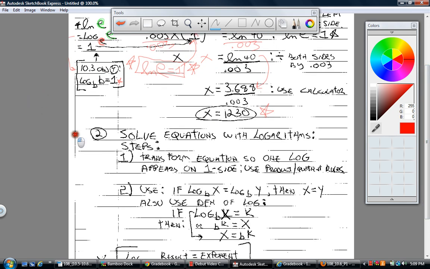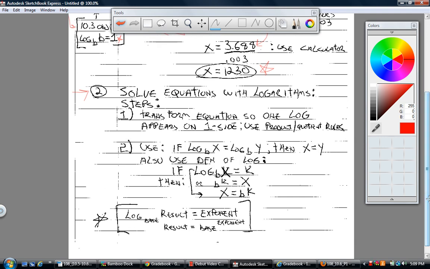We're going to solve equations with logarithms. I'm just going to do some summaries here; we're not going to get to any problems till the next page. Transform the equation so that one log appears on one side of the equation. Use the product and quotient rules. I like to write these rules up in front and then do some examples with them. You've probably noticed the book likes to do the examples and then write the guideline steps afterwards. I think it's better the other way around, but whatever works for you.